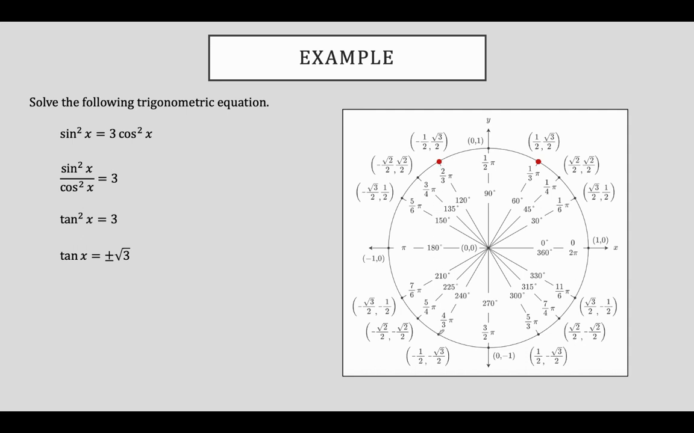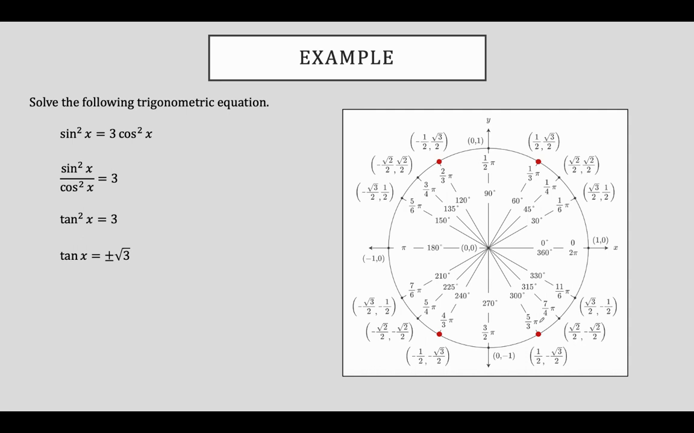We have another solution down here at 4 pi over 3. The tangent of 4 pi over 3 would be positive root 3. And here at 5 pi over 3, we have another solution, right? The tangent of 5 pi over 3 would be negative root 3. So those are all of my solutions on the interval 0 to 2 pi.